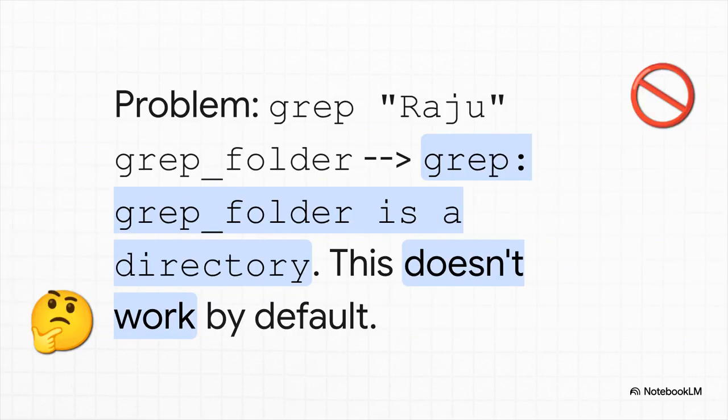Now, here is an error message that every single one of us has seen. You try to grep for a word inside a folder, and the command line just says, well, it's a directory. Yeah, thanks, Captain Obvious. Not very helpful. So how do you actually search inside it?